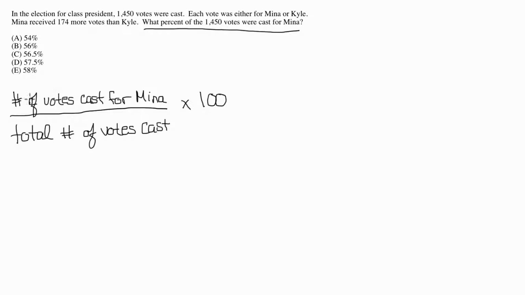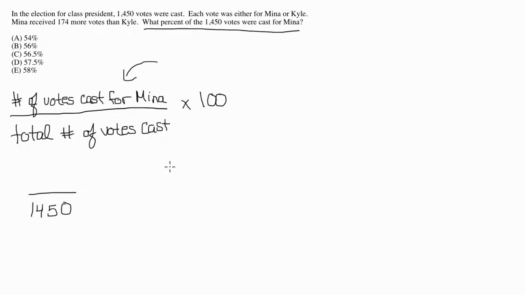So if we can get the number of votes cast for Mina, and the total number of votes cast, and then multiply by 100, we can get the answer. The total number of votes cast is actually already given to us: it's 1,450. So now all we need is the numerator, the number of votes cast for Mina.